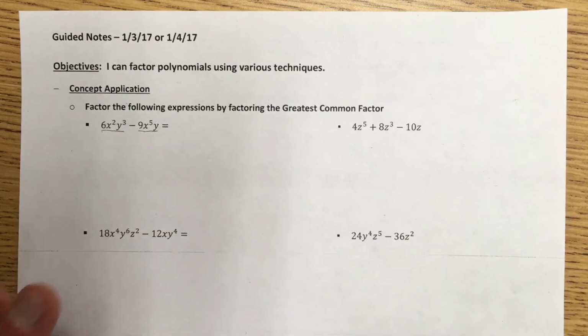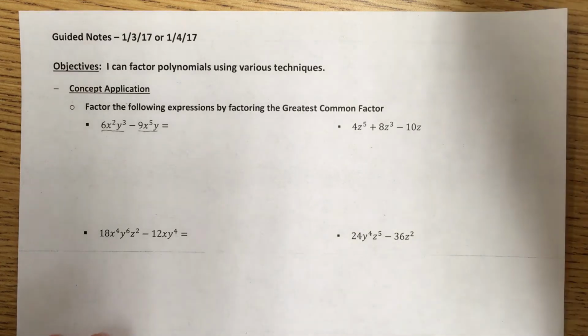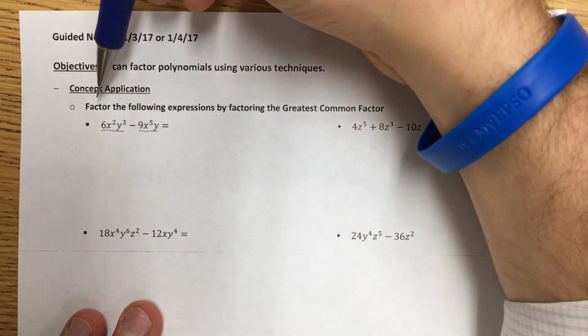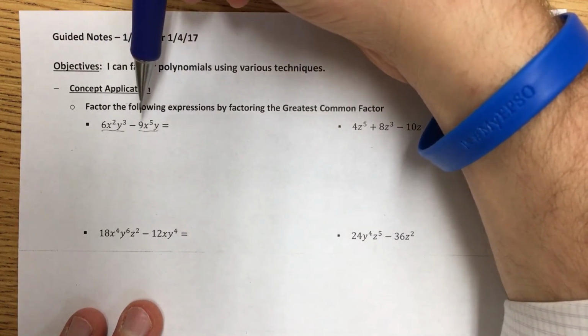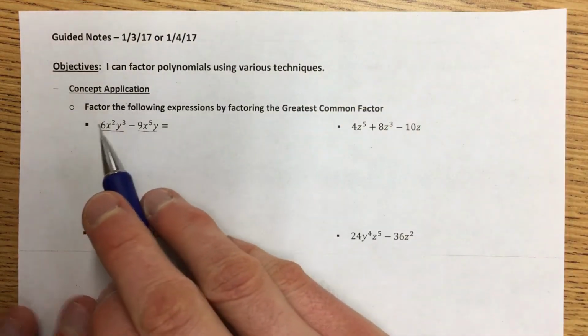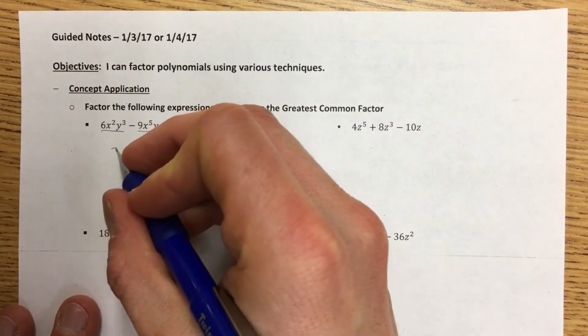Anytime we're factoring, we should start by looking at, do the terms have any factors in common? What we mean by that here is, if we look at the coefficients, 6 and 9, are there any numbers that go into both 6 and 9? And here, yes, there are. That number is 3. So because 3 goes into 6 and 9, we can factor out a 3.